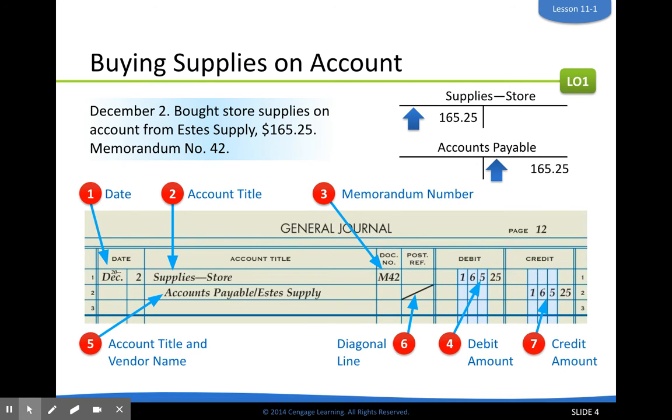And then we have our credit amount. So the difference in using the general journal is the diagonal line because we're now going to post into both accounts payable and Estes Supply. So that is what this transaction looks like in the general journal.